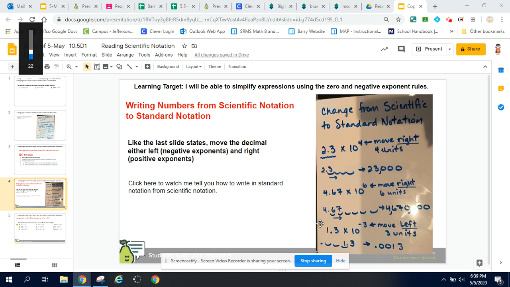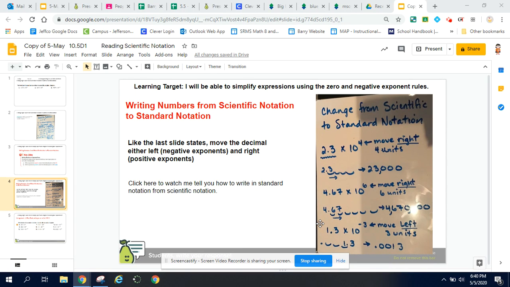Hi, you guys. So this is what I want you to do today. Yesterday you determined if a number was written in scientific notation. The first number has to be between 1 and 10. You guys did really well. I looked over your exit tickets and they look really well. So today I would like for you to write numbers from scientific notation to standard notation.